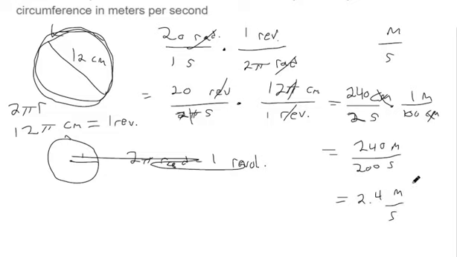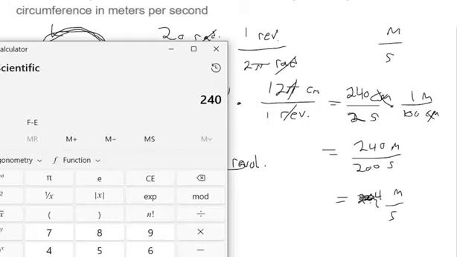So that's the linear speed. Okay. Whoops, I'm not sure what I typed in the video, but this should be 240 divided by 200. So that's not 2.4. 240 divided by 200 is 1.2 meters per second.